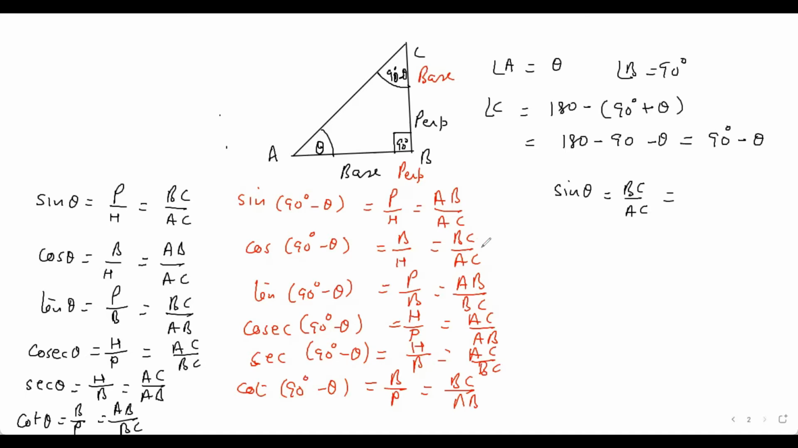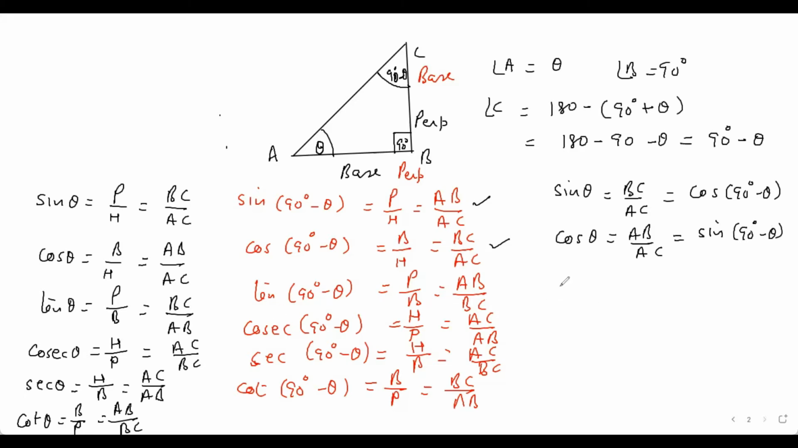BC by AC is cos 90 degree minus theta. So sine theta is equal to cos 90 degree minus theta. What is cos theta? That is equal to AB by AC. What is AB by AC? This is AB by AC. This is equal to sine 90 degree minus theta.